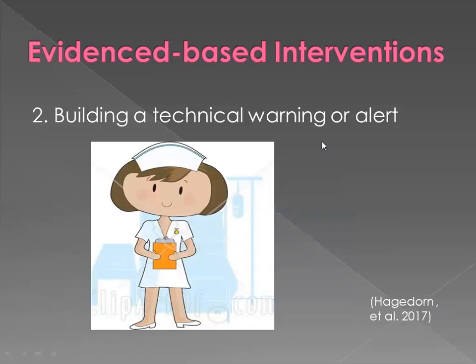The second intervention identified is the building of a technical warning or alert in the electronic medical record to identify the possible weight documentation error and alert the nurse. This alert will fire or send a warning to the nurse that something is wrong with the documented weight. Evidence shows that relatively simple tools can be put in place to identify weight documentation errors. The parameters that were established for this intervention include a weight change of 10% or more in the last 30 days, or a BMI percentile greater than 97% or less than 3%.